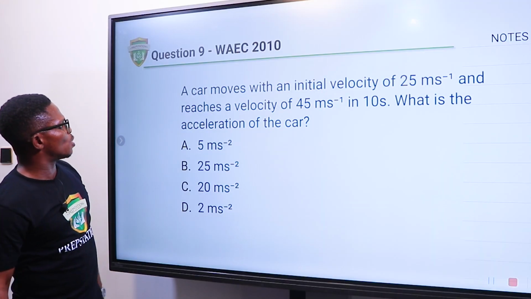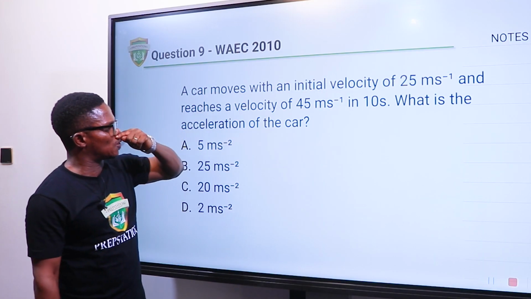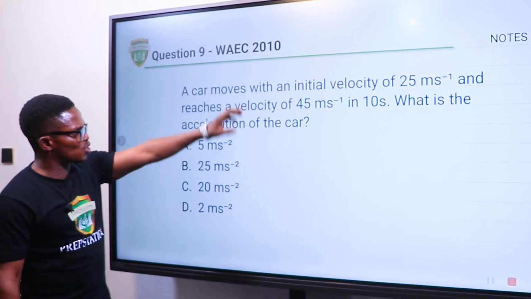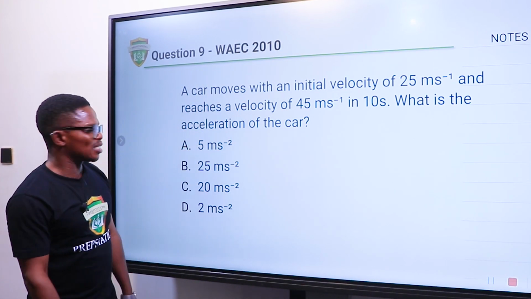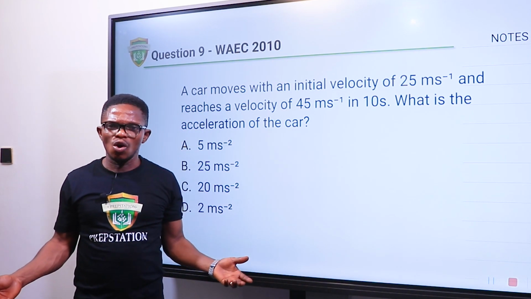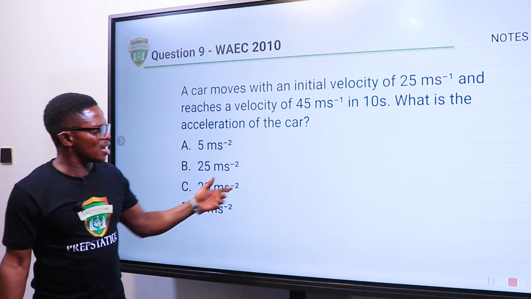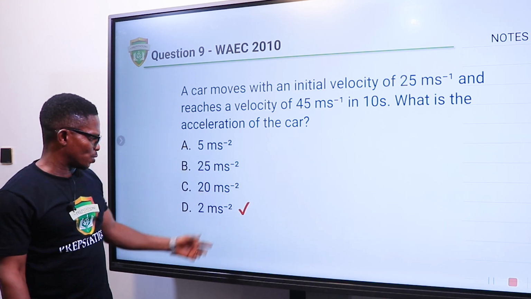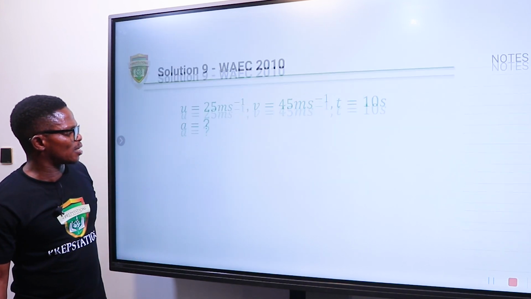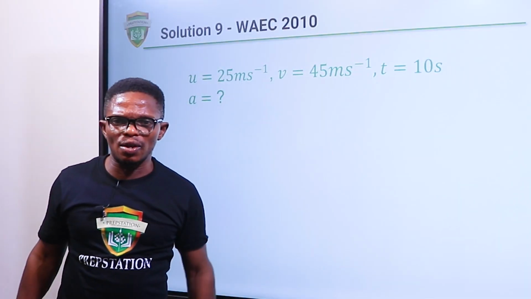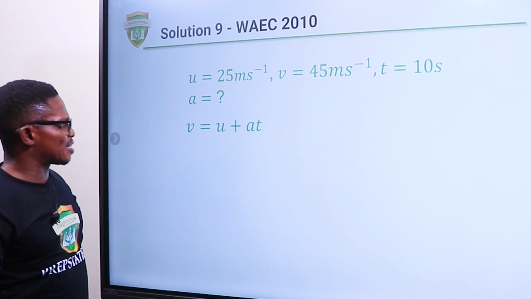All right, 2 more to go. A car moves with an initial velocity of 25 and reaches a velocity of 45 in 10 seconds. What is the acceleration? This is the simplest of all the questions because here we are asked to find acceleration. The acceleration is 2 meters per second squared. What do we do? List out the parameters. Step 2, get a formula.